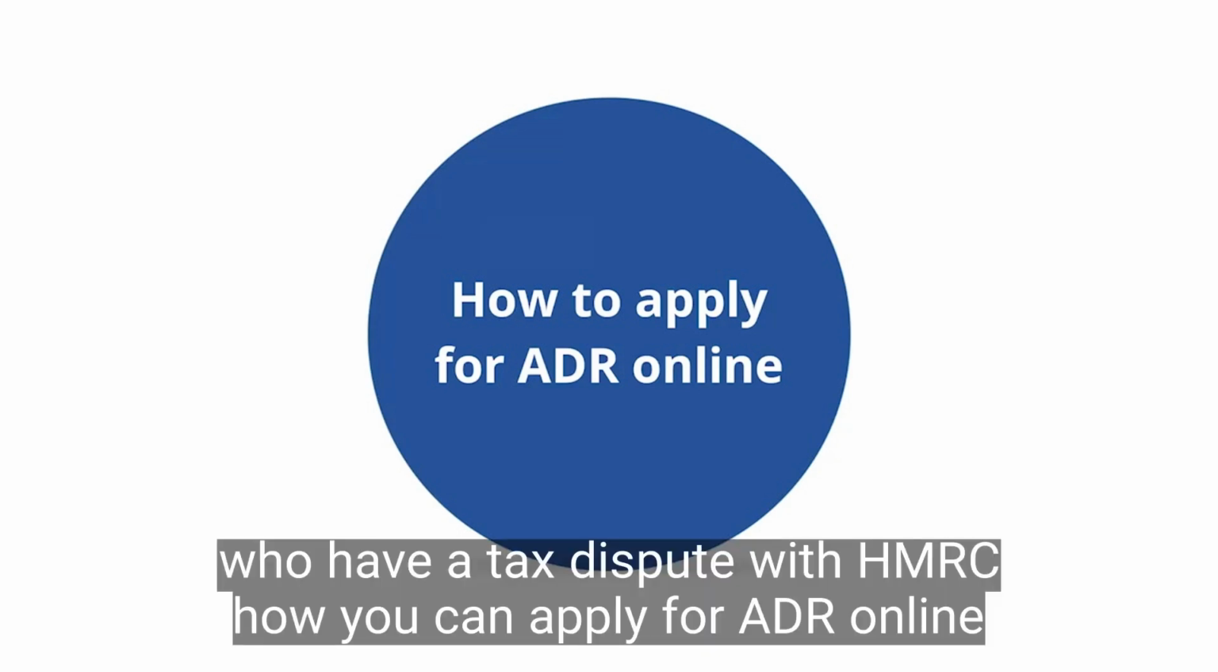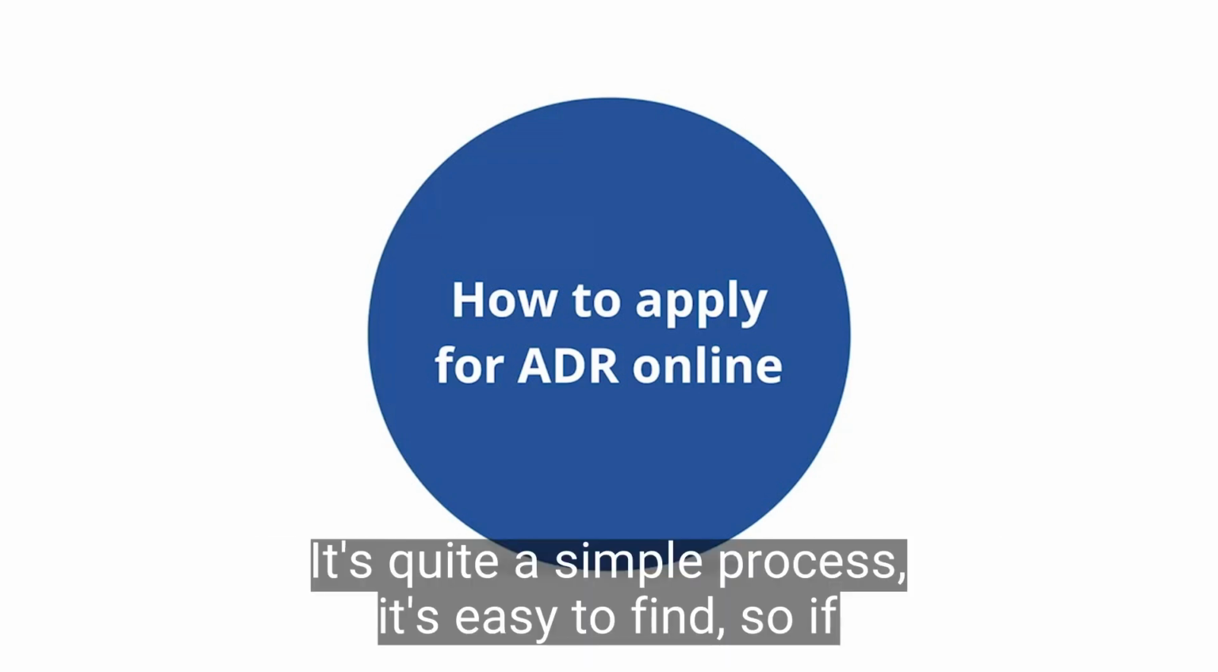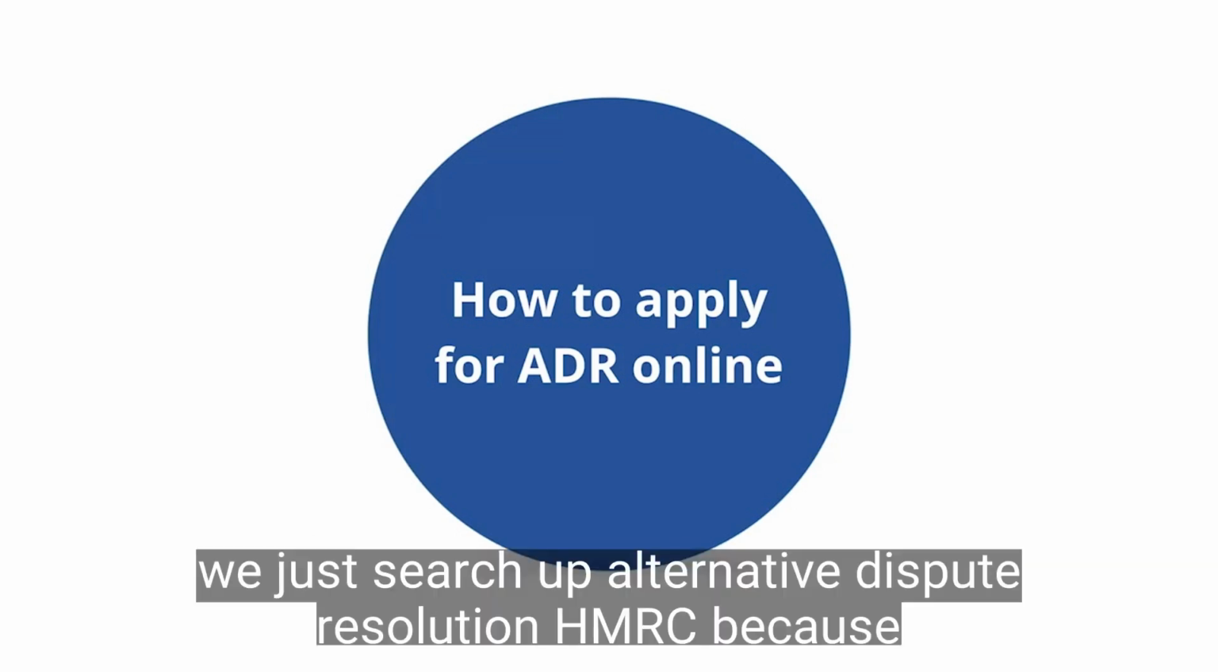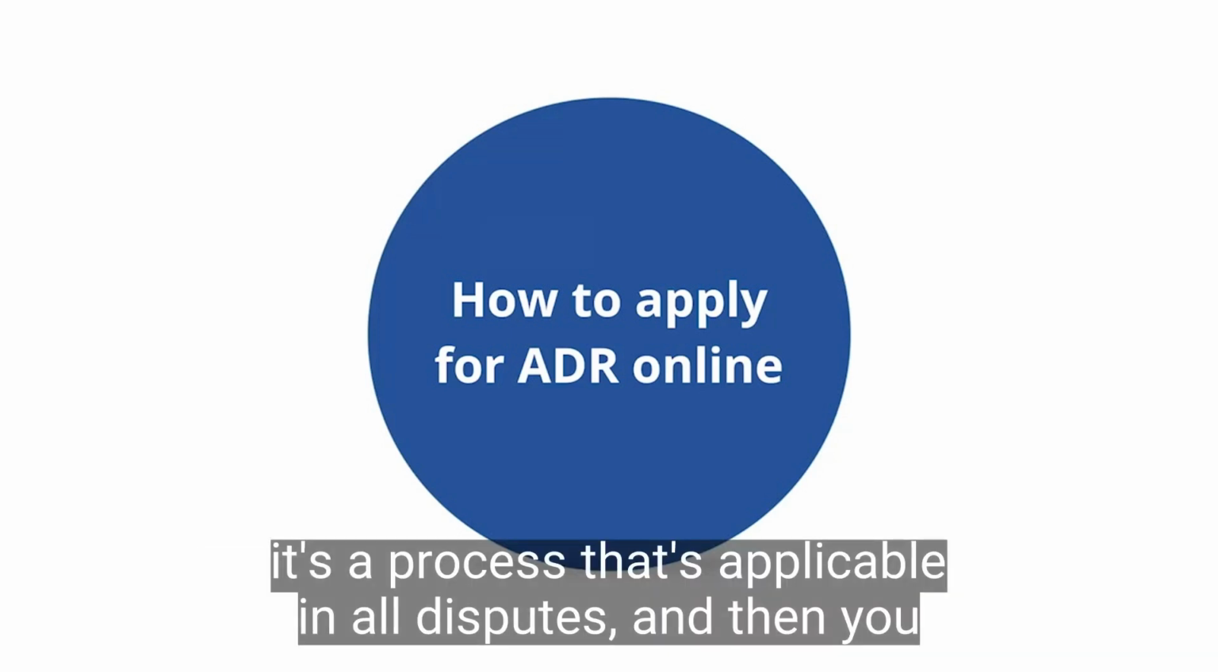I thought it'd be a good idea to show people who have a tax dispute with HMRC how you can apply for ADR online. It's quite a simple process. It's easy to find. So if we just search up alternative dispute resolution HMRC, because it's a process that's applicable in all disputes.